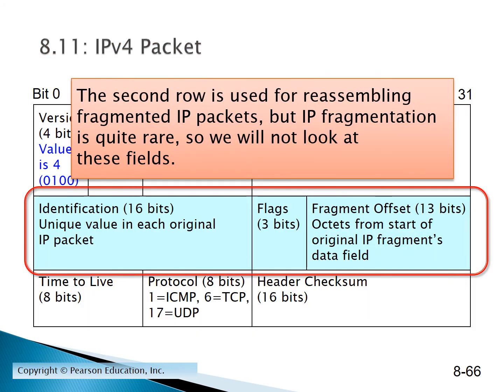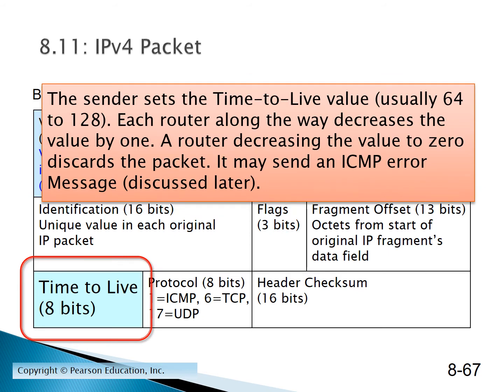And then the second row is used for reassembling fragmented IP packets. But IP fragmentation is actually quite rare, so we will not look at this field in detail. Supposedly you can do IP packet fragmentation, and then you can use these bits to reorganize them, but it is not commonly used. Okay, and then if we look at the third row, the first part of the header here is the time to live, which is 8 bits.